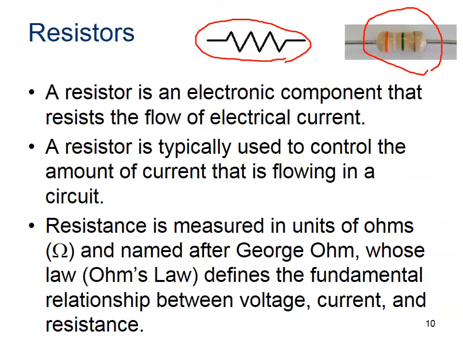So if you remember back to our water analogy with the pipe or a hose, you can think of a resistor as a rock in the hose or a kink in the hose. So the bigger the resistor, the more resistance you have, the less current you have. And one thing to remember is that the units of resistance are ohms, the little Greek letter omega that looks like a horseshoe, and it's named after George Ohm, whose Ohm's law is V equals IR.